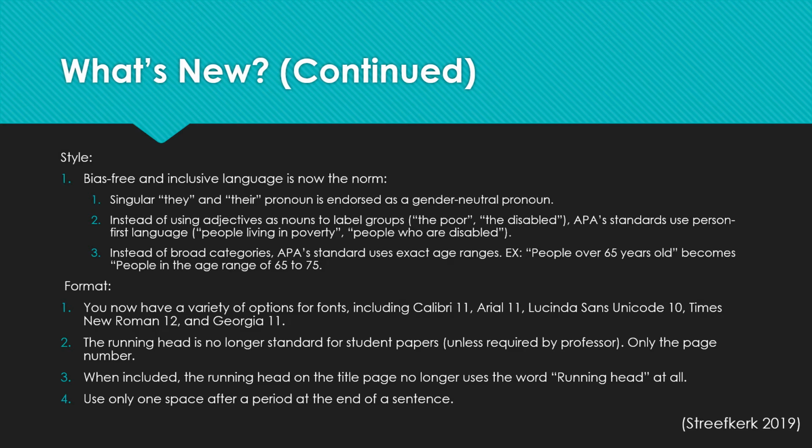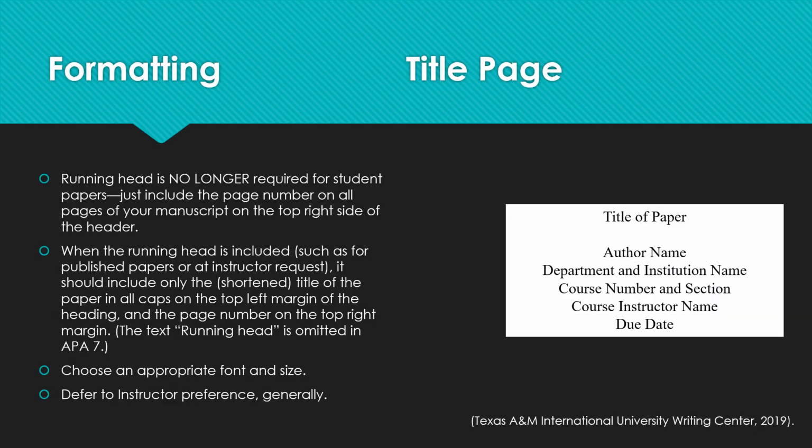In general, all that you are needing for your student papers is the page number at the top right. Lastly, we now only need one space after a period at the end of a sentence. So, let's look more closely at the formatting of student papers. As I already mentioned, the running head is no longer required at the top of your paper, neither is the text "running head."